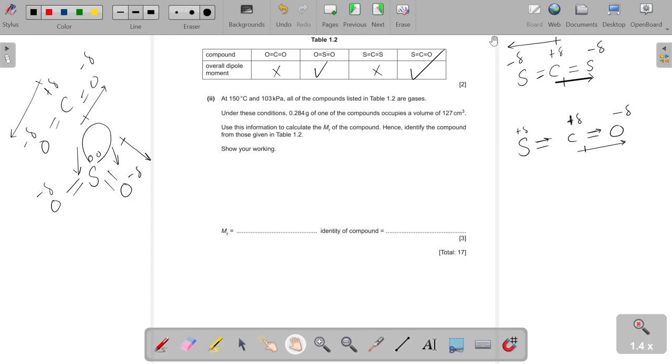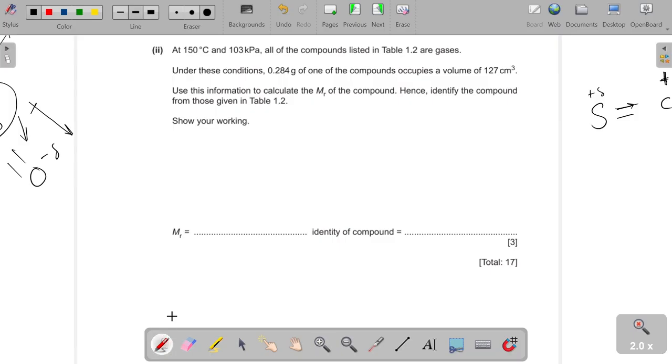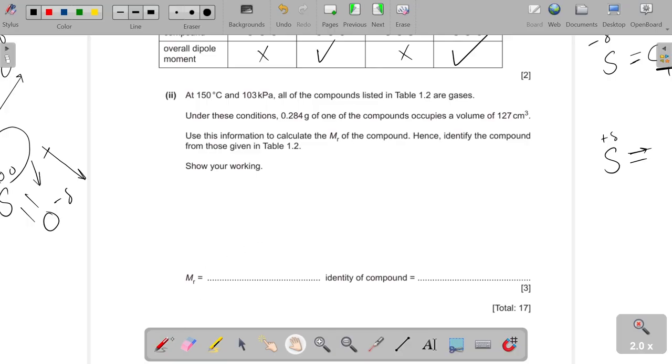When conditions are given at room temperature and pressure, we use the 24 decimeter cubed molar volume formula. But now the conditions are not at room temperature and pressure. Here your pressure is given in kilopascal and temperature is given in degrees Celsius. So now we will use the famous equation, PV equals nRT. We need to find the Mr.